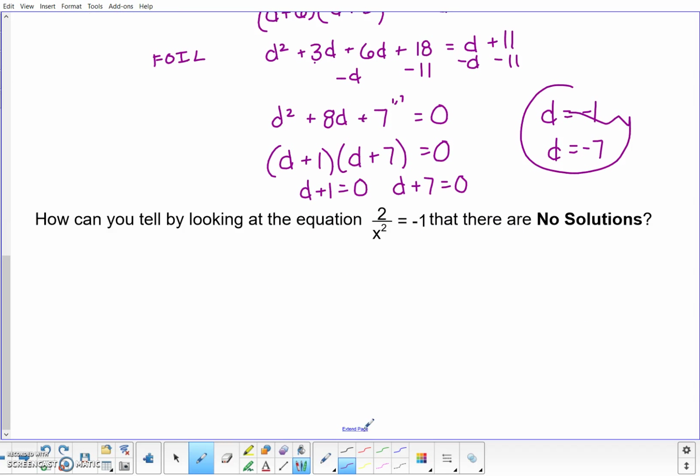Last problem on this page. How can you tell by looking at the equation 2 divided by x squared equals negative 1 that there are no solutions? Think about that for a minute.